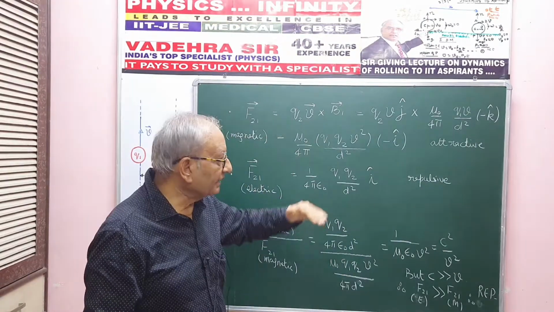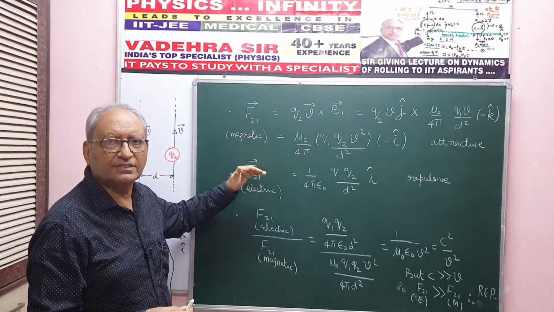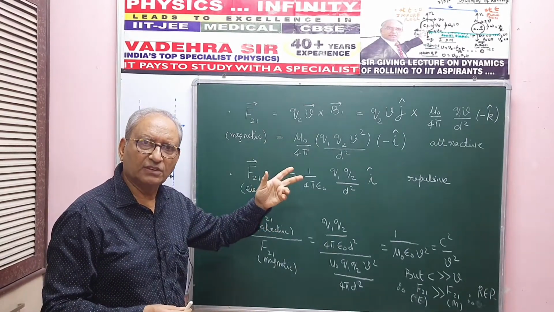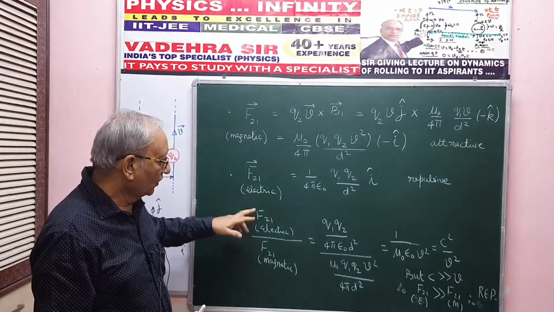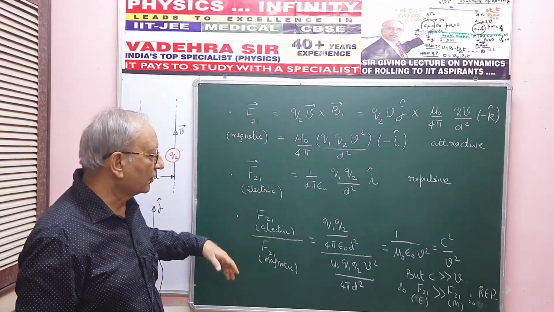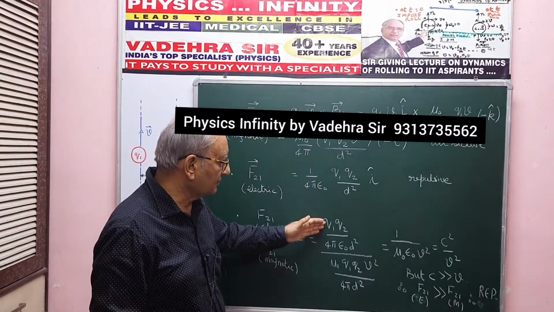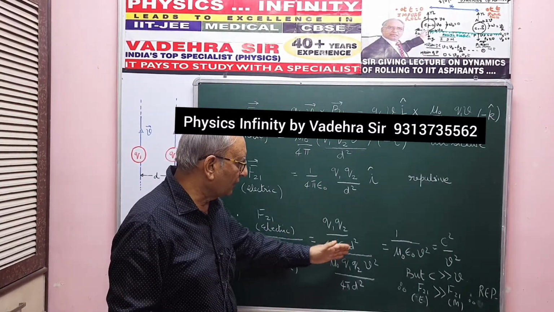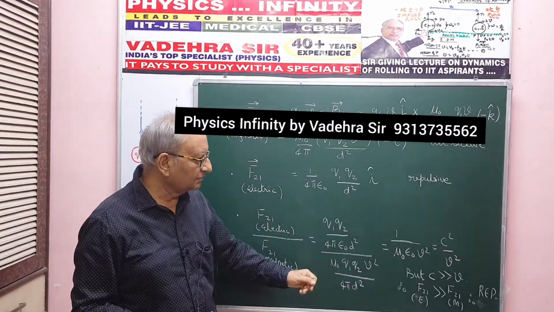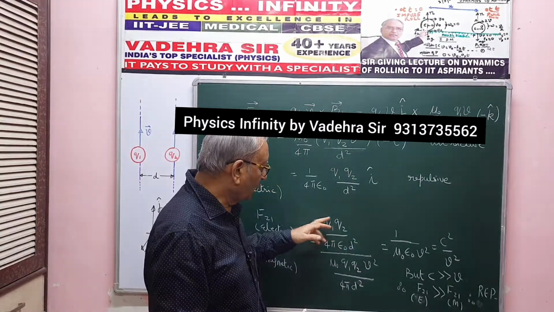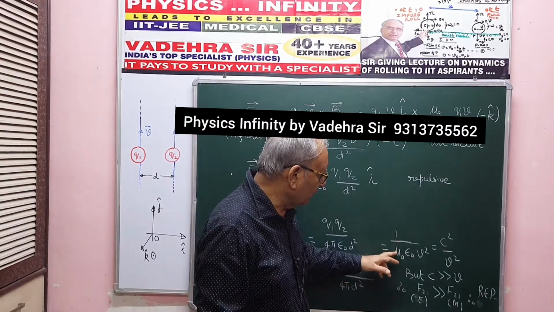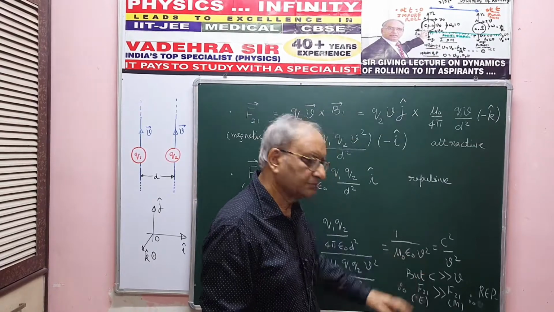Fine. I take the ratio of the electrical interaction with the magnetic interaction. Electric is repulsion, magnetic is attraction. So F21 electric upon F21 magnetic, taking the magnitudes of course. I just put the figures: q1 q2 upon 4 pi epsilon naught d square upon mu naught q1 q2 v square upon 4 pi d square. q1 q2 upon 4 pi d square cancel, and I get the answer 1 upon mu naught epsilon naught v square.